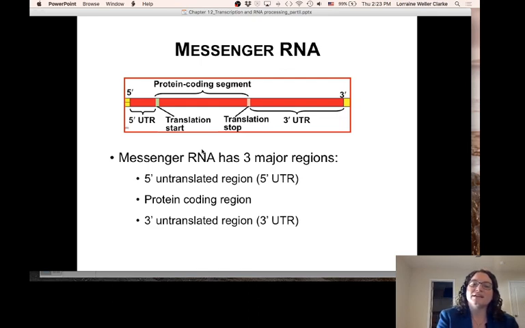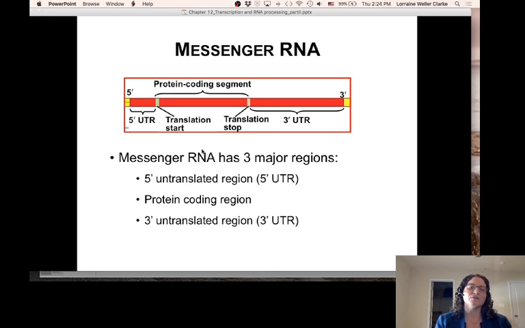So messenger RNA has 3 major regions. Okay, it has the 5' untranslated region. It has the protein coding segment. It has the 3' untranslated region. Untranslated means it's not going to be part of the protein. Remember that, we're going to talk about this in a minute. Well, I'm not sure fully if we're going to make it there, but we'll talk for a while about this processing.